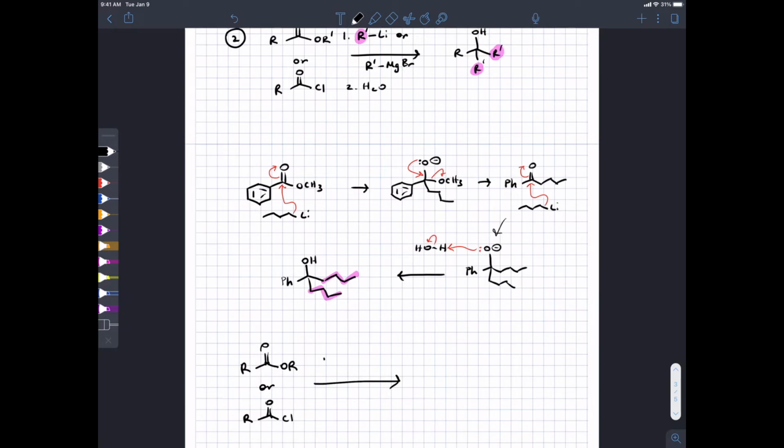Okay, so if we take the corresponding cuprate followed by aqueous workup, we get to the same intermediate via the same mechanism. So the first two steps are going to be exactly the same.